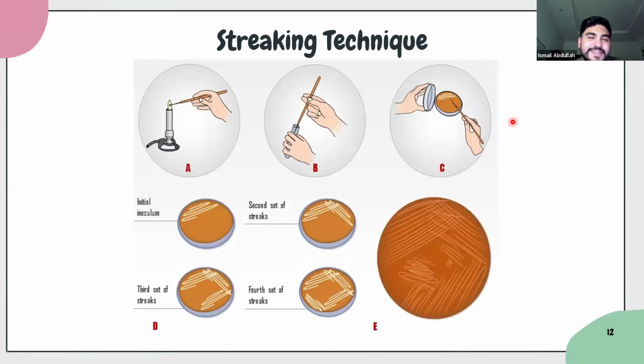So on streaking technique, this is a very low yield. I don't think it's honestly gonna come in the exam, but just for sake of inclusion, make sure that when you're streaking, you streak evenly, okay, in 4 sets of streaks as shown here, and you streak evenly among the entire agar, okay, so that you want to make sure that as much of your colony is being exposed to the nutrients in the agar.